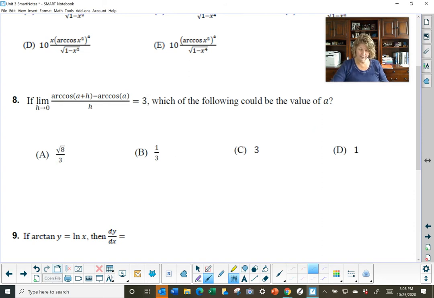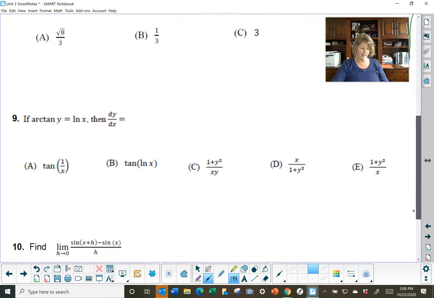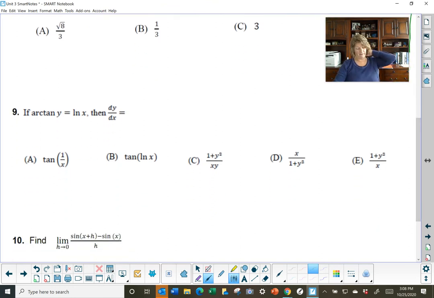Whew. Number 9. I'm getting exhausted, you guys. Number 9. Arctan of y equals natural log of x. And they want the derivative of y. Ooh, implicit differentiation, because I cannot separate my y, can I? So this is going to be an application of implicit.